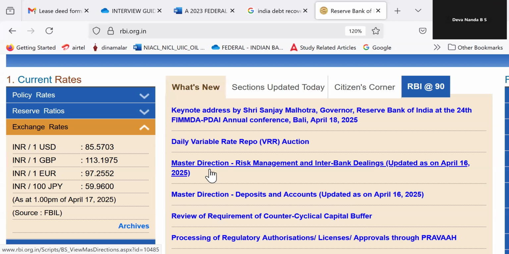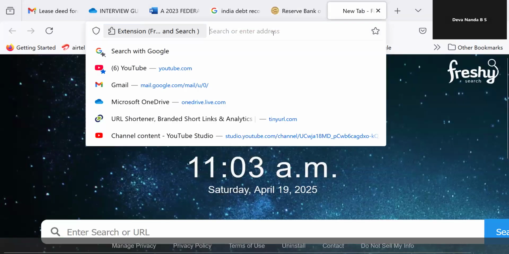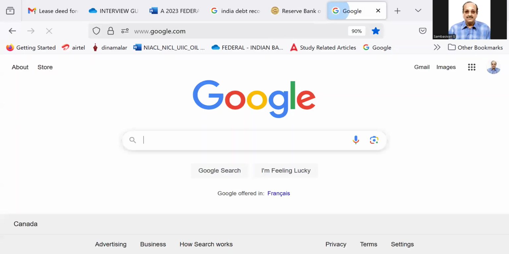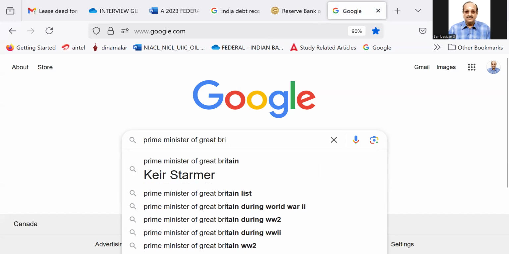Who is the Prime Minister of Britain? I don't know, sir. Anybody knows? Ah, Keir Starmer. Are you seeing on the screen? Yes, sir. Keir Starmer. Please tell again. Keir Starmer, Keir Starmer, Keir Starmer. Now, who is our Prime Minister? Narendra Modi, sir.